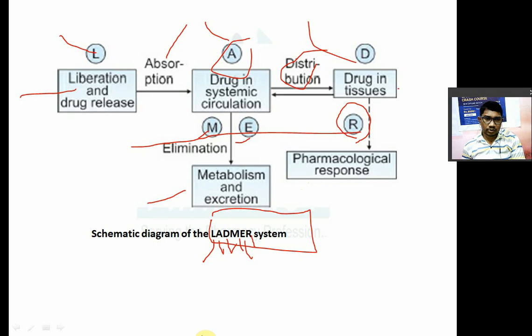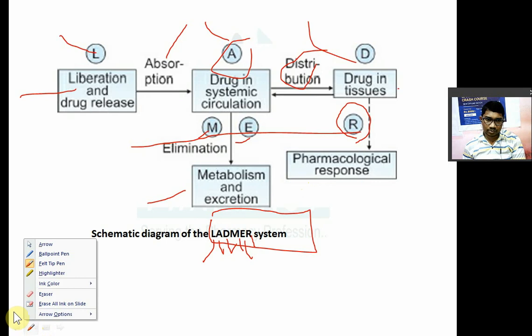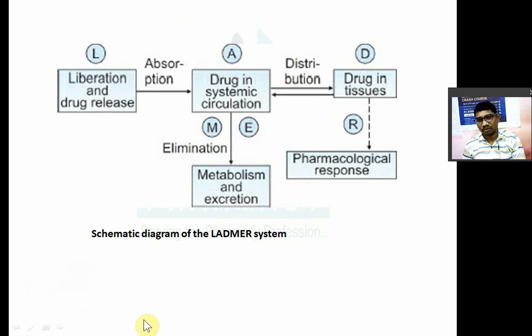ड्रग के साथ में क्या क्या होता है, फॉर्मुलेशन जब आप लेते हो कोई टैबलेट कैप्सूल, so drug will be liberated, it will be absorbed, it will be distributed, it will be metabolized, it will be eliminated, and it may show the response. This is known as a Latimer system.